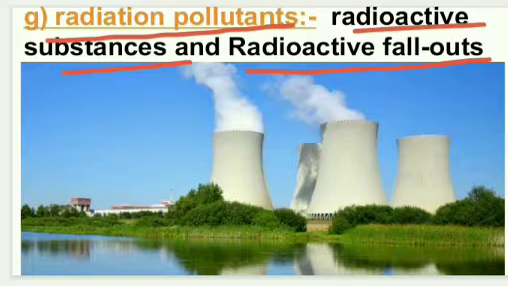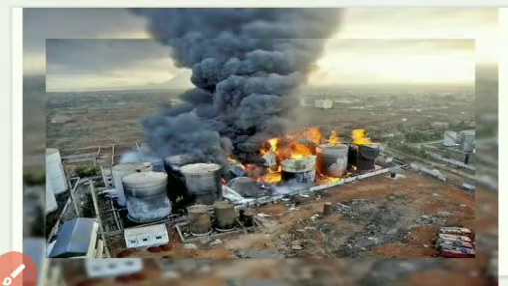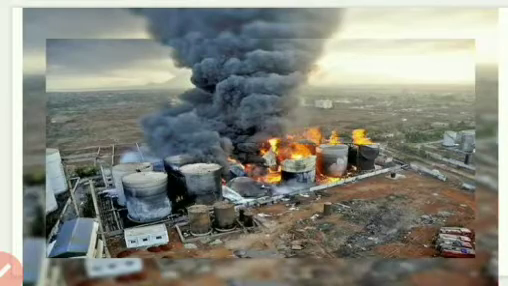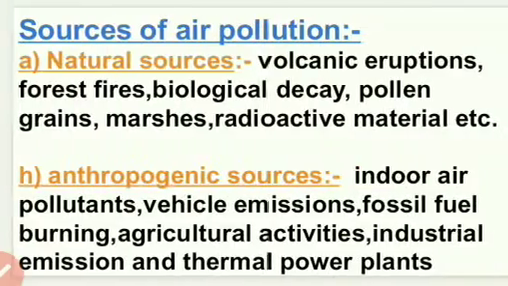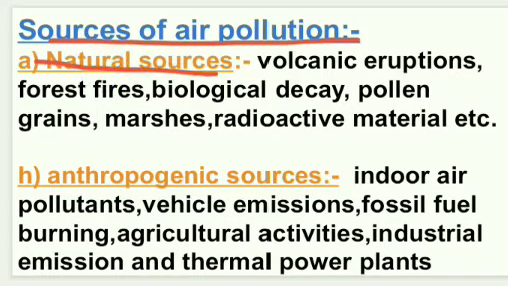Now after talking about air pollutants, let us talk about sources of air pollution. Here is the picture of an accident in a nuclear power plant, showing how nuclear emissions are dangerous to humans and the environment. There are two sources of air pollution. First is natural sources and another is anthropogenic or man-made sources.